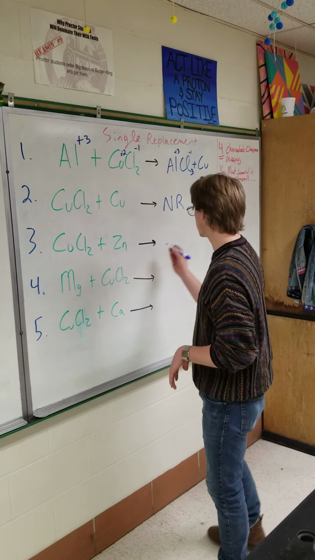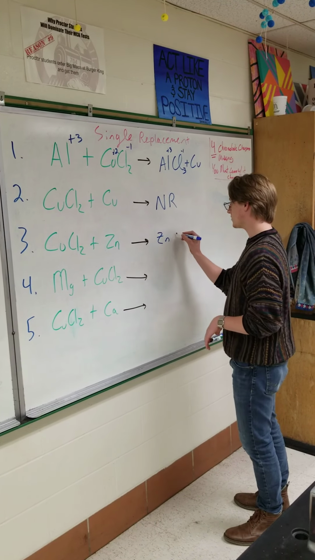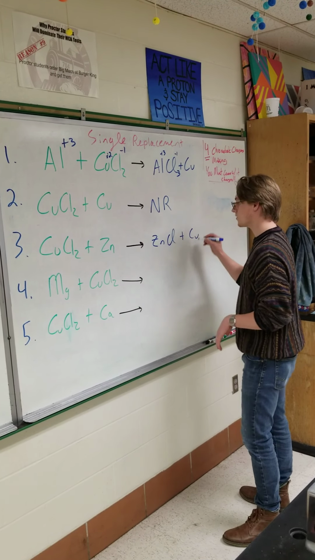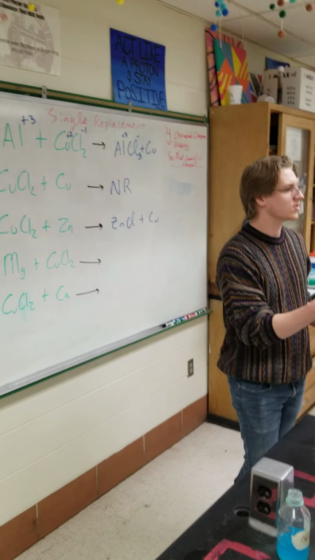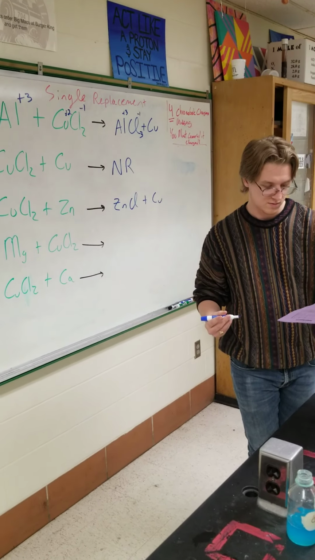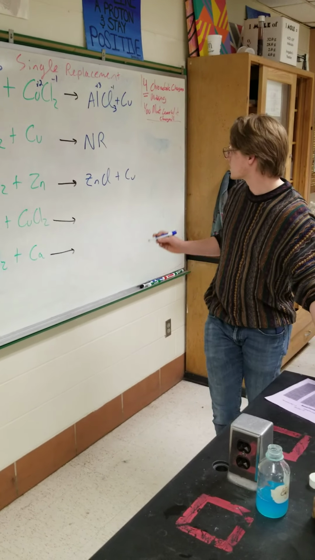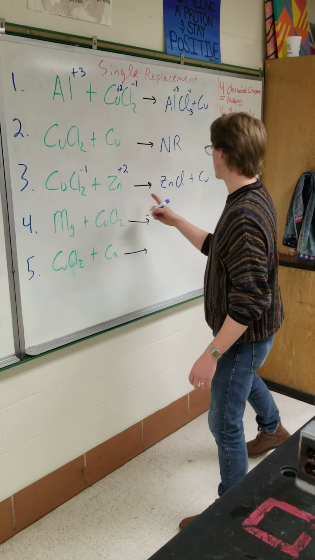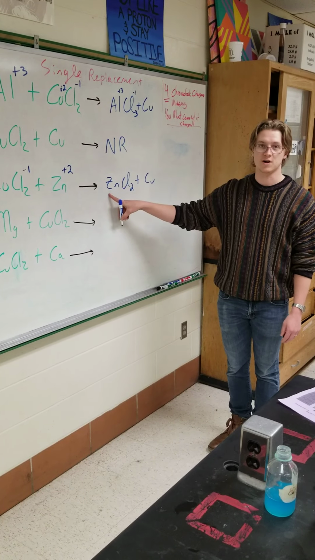So the zinc's going to replace the copper, so zinc chloride. And then you are just going to have copper up here. The charge on zinc, if you look at the bottom, the known transition metals, zinc is going to be +2. And we know chlorine's -1. So we're going to have 2 chlorines to balance the +2 charge in the zinc.